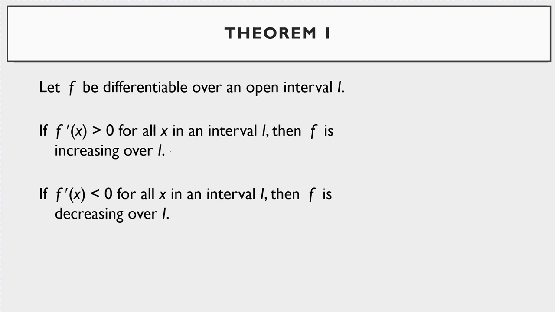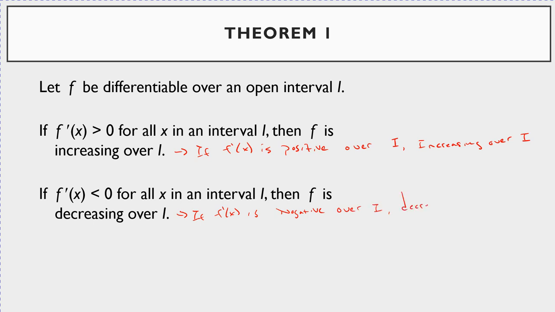Okay, so really what's going on here, if f prime of x is positive over the interval I, it's increasing over I, over that interval. And then the same kind of deal over here. If f prime of x is negative over the interval I, well then it's decreasing over I. And let's go back to our simple example and show that, okay?